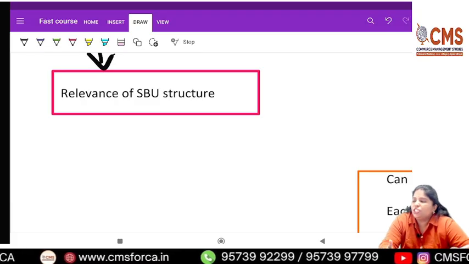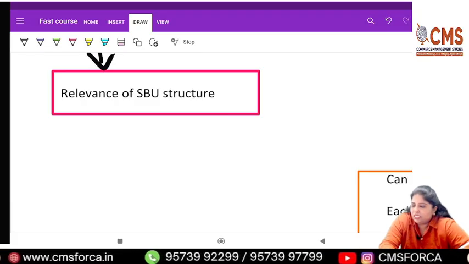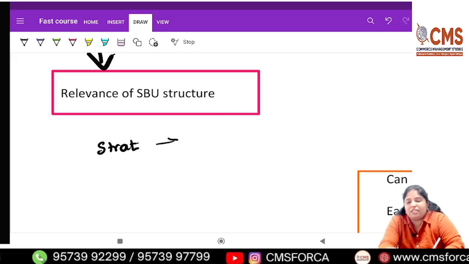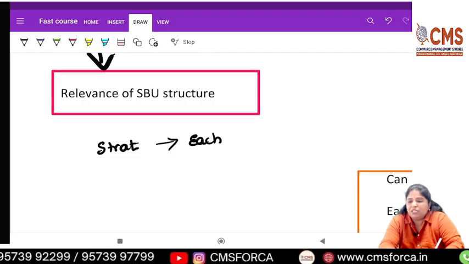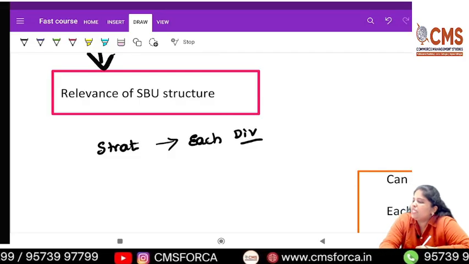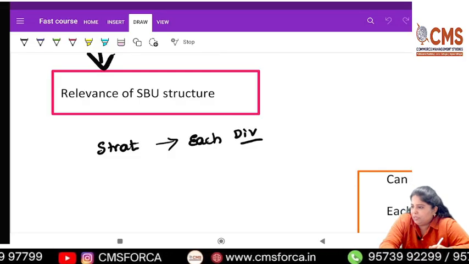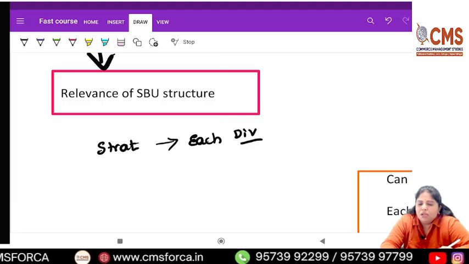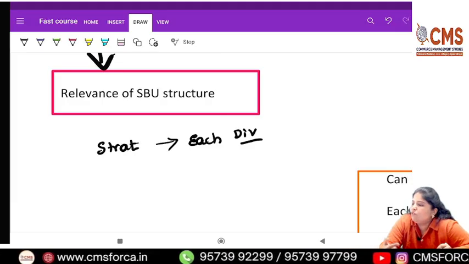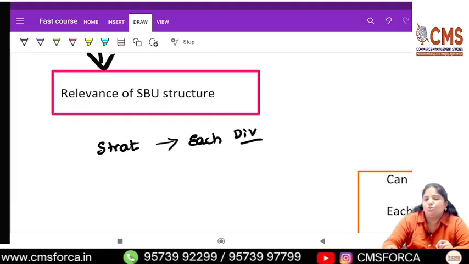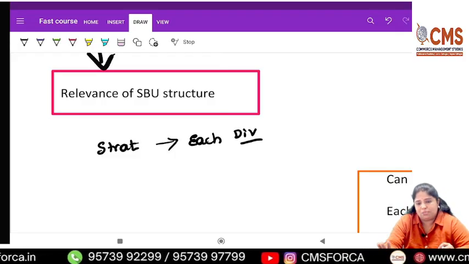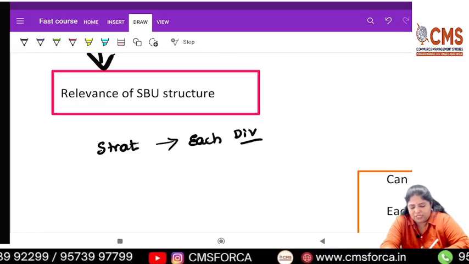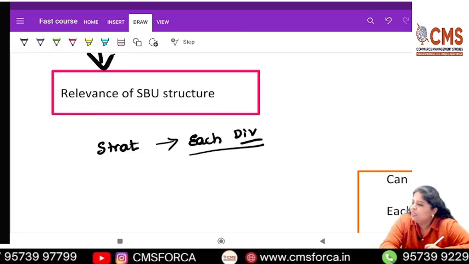As the organization grows large and large in size, do you think it's practically possible to make strategies for each division? See, if the divisions are less in number, we can still make it possible. But as the organization grows beyond imagination, massively expanded, massively diversified, and that too unrelated diversification, let's presume, it becomes hardly possible to make a strategy for each and every division.